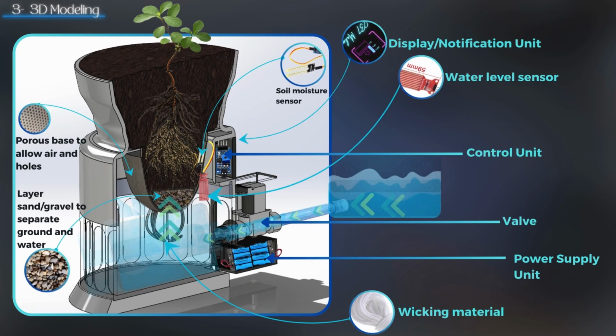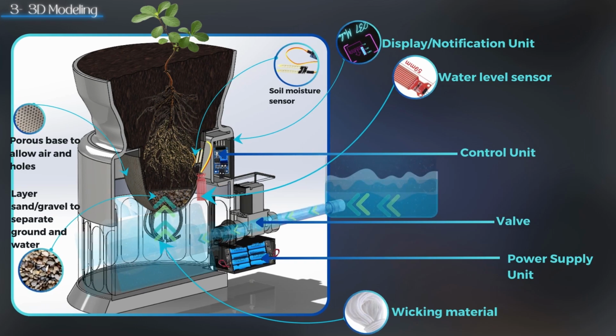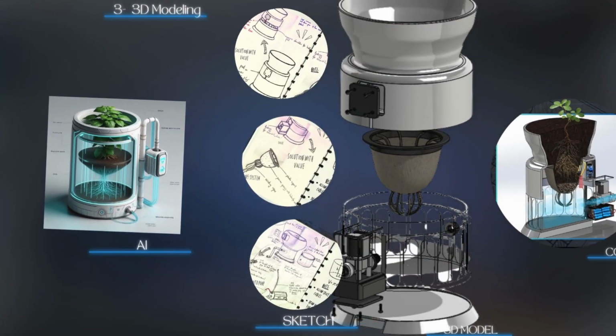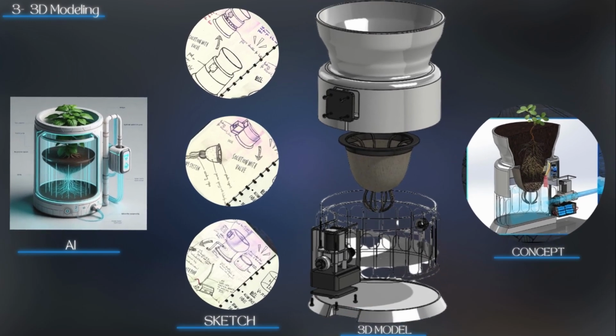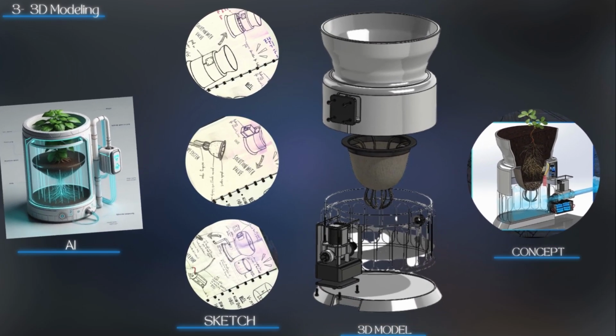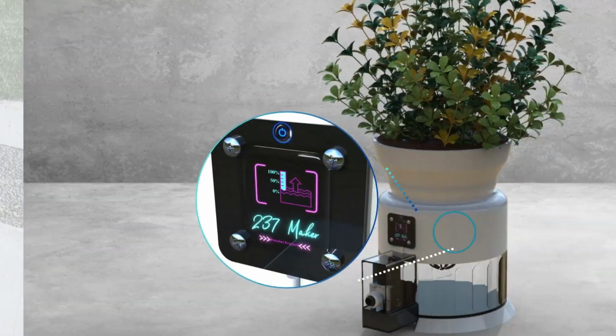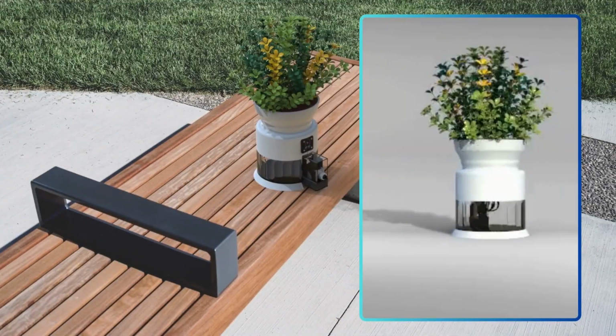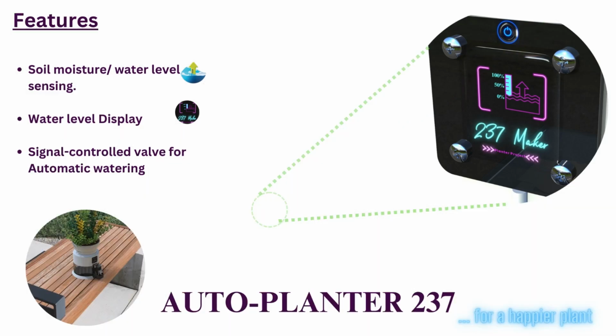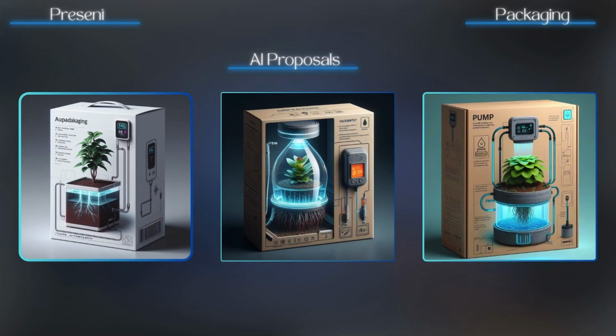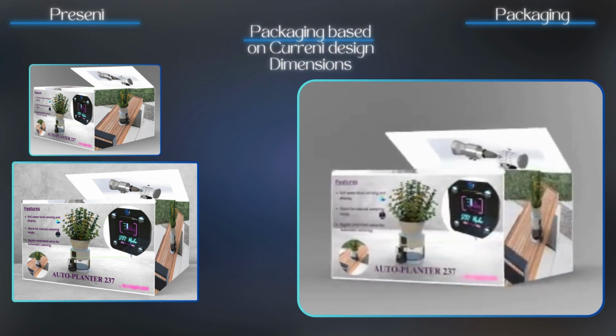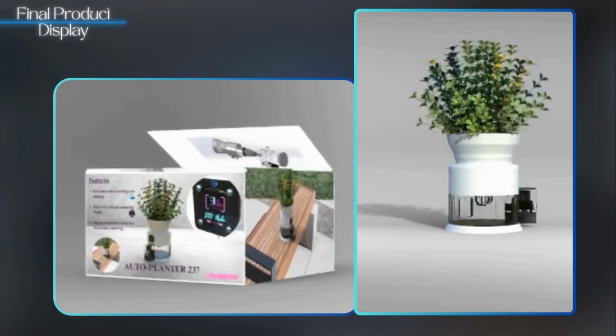So here's a quick comparison from the AI generated image to the sketch to the 3D model and the final concept. The final concept is what we can use to explain to a client or to the idea initiator what can be done as far as engineering is concerned, what we can propose to them. So we have moved from product idea to product concept.